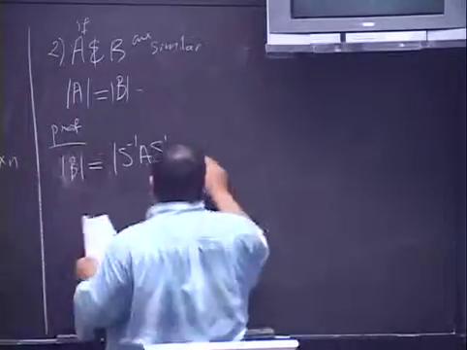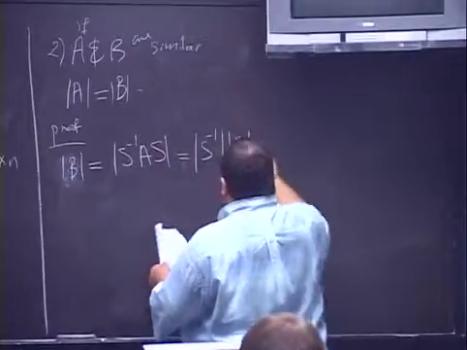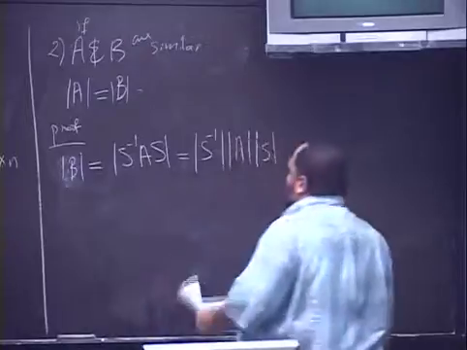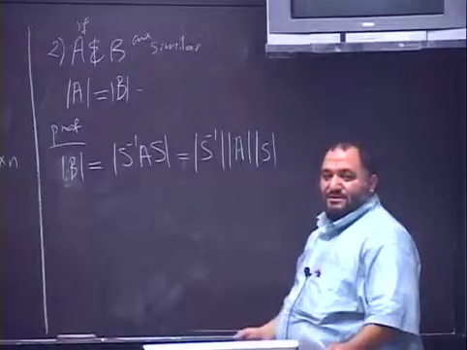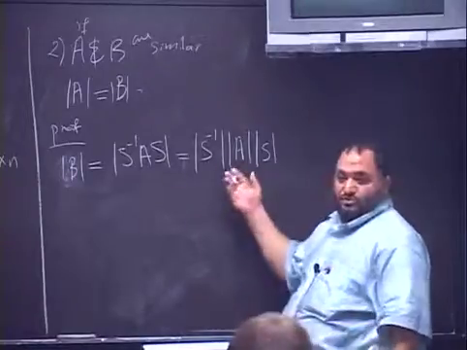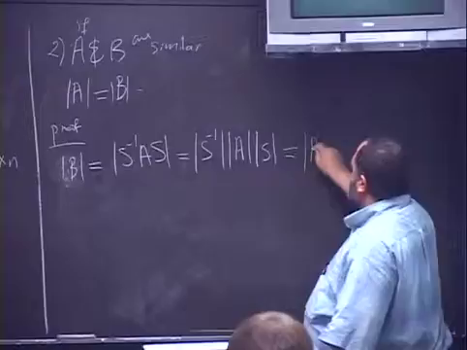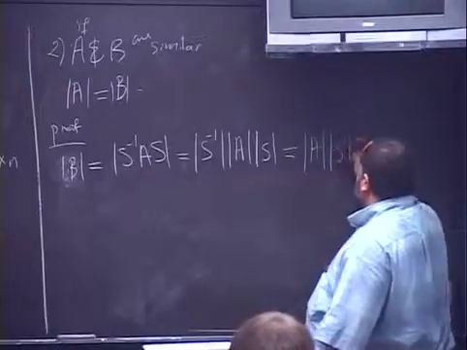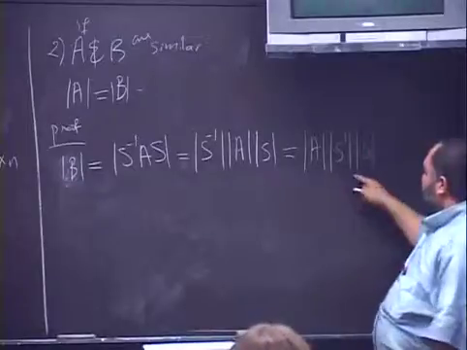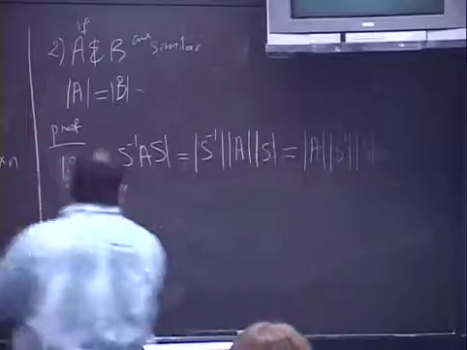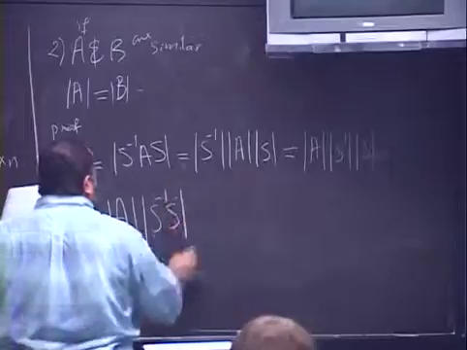So from the properties of determinants, I can write this as what? The determinant of S minus 1, the determinant of A, the determinant of S. What's the determinant of any matrix? It's a number. Yes? So I can switch the order without any problem. Okay, guys? And from the properties also, I can write this as the determinant of A, S minus 1 S.